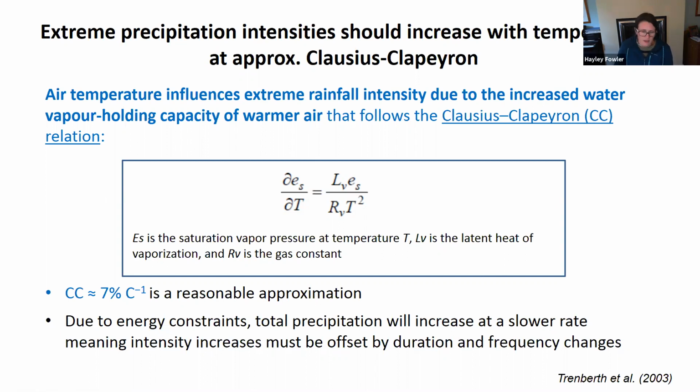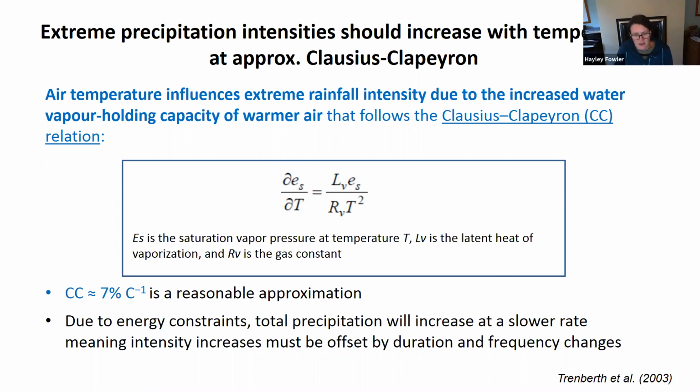And what Kevin also said in his paper, though, is that because of the energy constraints on evaporation, because evaporation cannot occur at that same rate, then we would expect that the mean precipitation or the total precipitation will increase at a much slower rate. And actually, the expectation in terms of that rate is something around 2 or 3%. So it's quite a lot lower than what we'd expect for the 7% for extremes. And that also means that these intensity increases in the extremes must also be offset by duration and frequency changes.